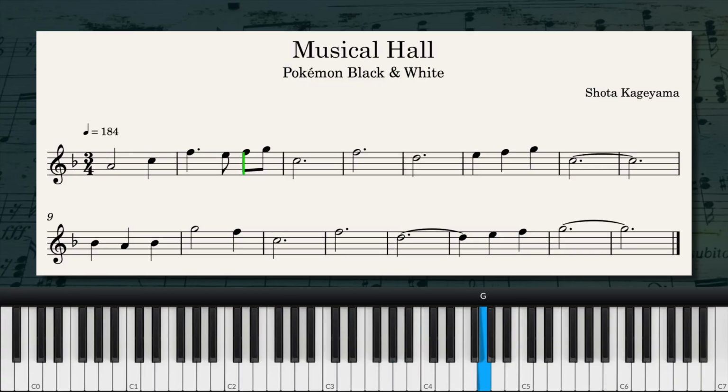For our example melody, let's use Musical Hall from Pokemon Black and White. We'll start with only major triads as a first step to keep things simple.